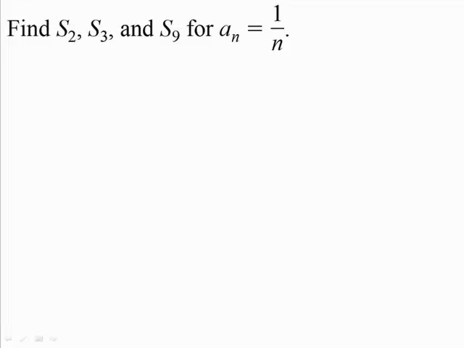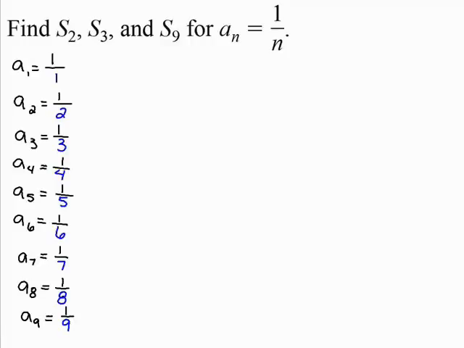Find s sub 2, s sub 3, and s sub 9 for a sub n equals 1 divided by n. To find s sub 2, s sub 3, and s sub 9, you first need to find the first 9 terms of the sequence, beginning with n equals 1, by substituting the values 1 through 9 for n into the expression 1 divided by n. When you simplify, you get the following values.